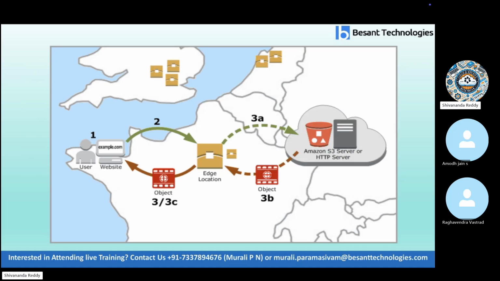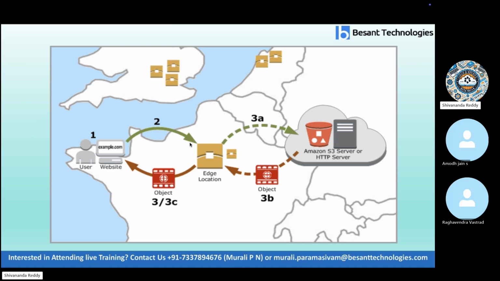Look at this diagram. This diagram shows how the CDN works. For example, you are here. This is the user. In your browser, you will type a website name, like uber.com, flipkart.com, youtube.com. Something you are searching in your browser. The first thing that happens is it finds the location nearest to your home. That's the second step.